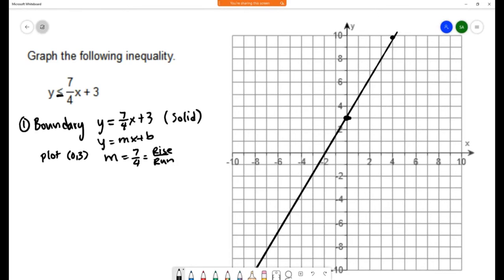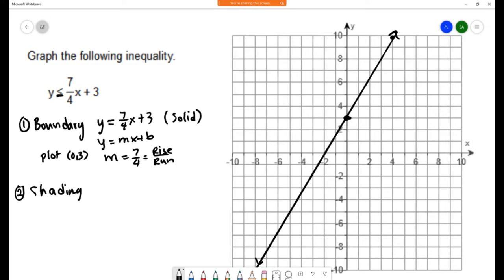So after we've drawn that boundary line, then we want to do the second part of graphing the inequality, which is the shading. So when we do the shading, what's happening is we've drawn that boundary line, and that boundary line divides up the plane into two parts, above the line and below the line. And we're going to shade one of those sides. One of those sides are solutions, and we need to decide which one is a solution.